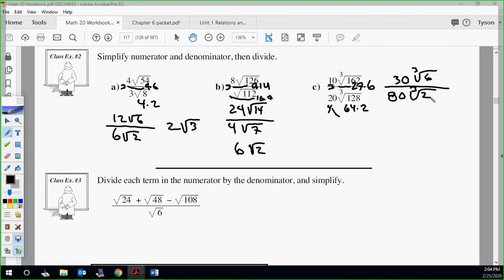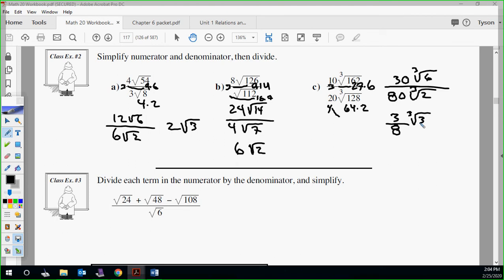And so 30 over 80 can only be 3/8. That's all we can do. And then cube root 6 over cube root 2 is cube root 3. So again, that can sit on top or it can sit on the side like that. Both are okay. So that's all for that one. Okay. One more and then we kind of dip into rationalizing.